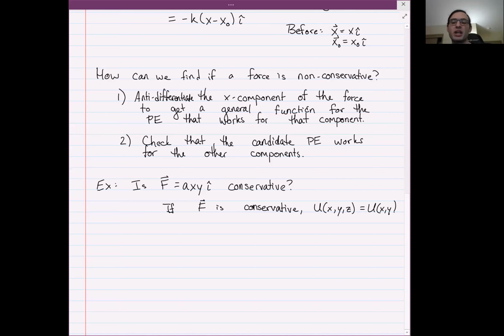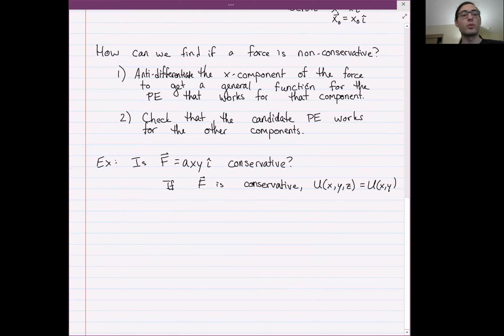The point that I'm making here is that there are no z's and there's no k hats present in this force. So whatever potential energy function it is, there should be no z's present. There should only be z's if you need to get a k component or if a z pops up in the formula for the force. So we're just going to assume that our potential energy function, if it exists, is just a function of x and y. So we're just going to work in the xy plane.